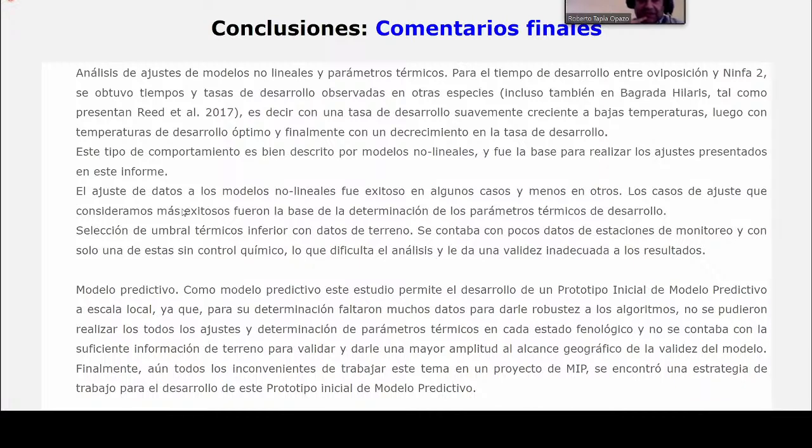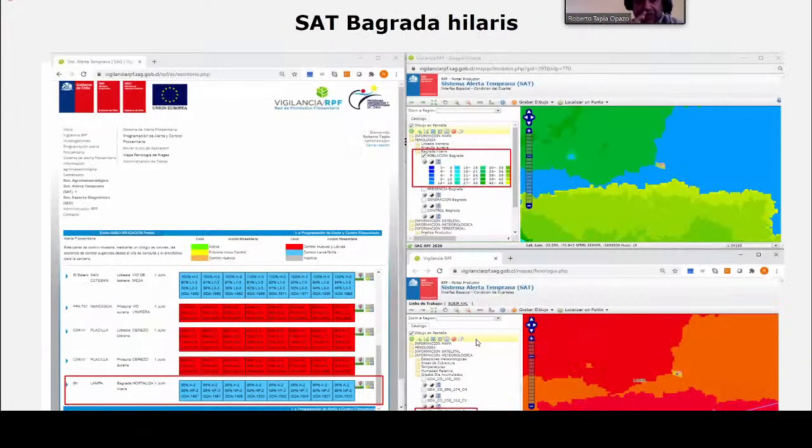Finally, in spite of all the inconveniences of working on this project of integrated pest management, we could find a good working strategy to develop the initial prototype of a predictive model. And that's a tangible result. This is what producers would see in the early warning system.